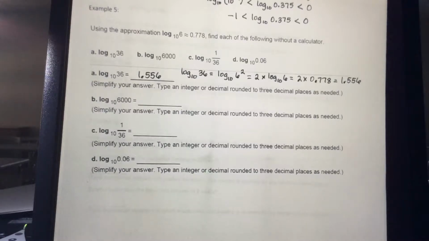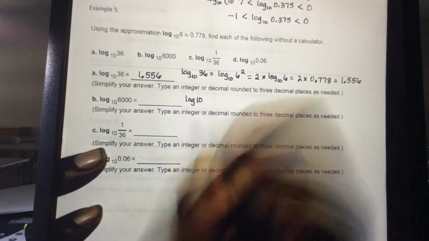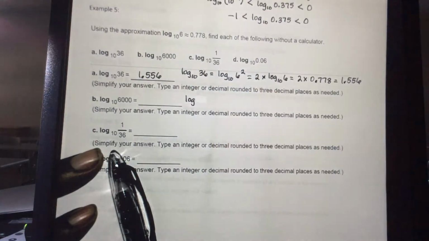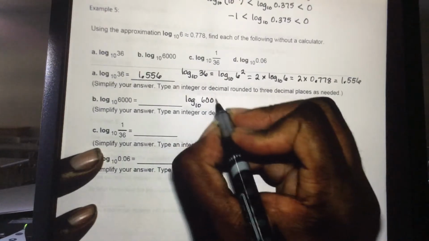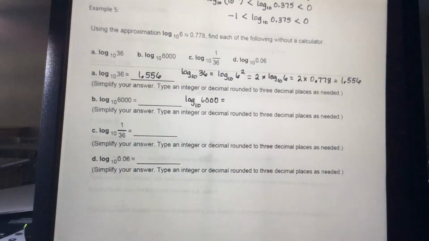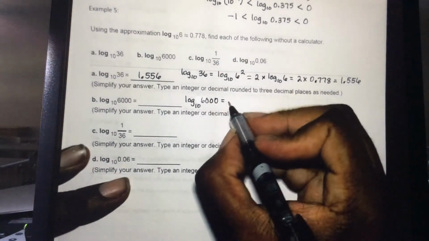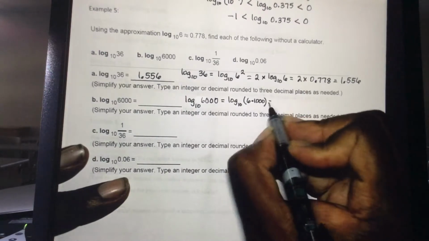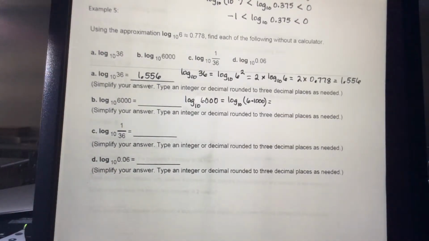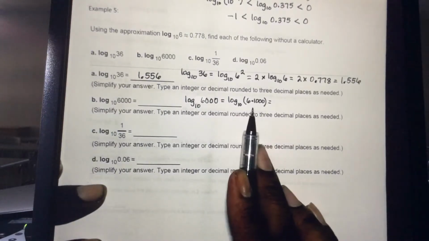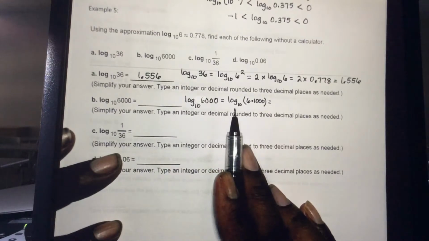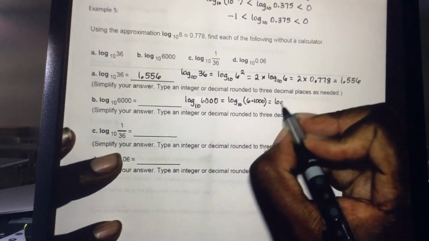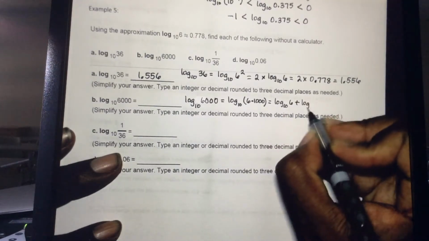Okay, part B, log to the base 10 of 6,000. Now, I can write 6,000 as 6 times 1,000 here. So that's what I'll do. I'll write this as log to the base 10 of 6 times 1,000. Now, there's a rule that I talked about where if you have the log of a product, we can write that as addition, as the sum of the individual logarithms. So log to the base 10 of 6 times 1,000, I can write as log to the base 10 of 6 plus log to the base 10 of 1,000.